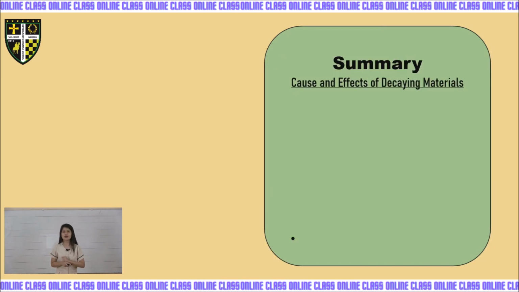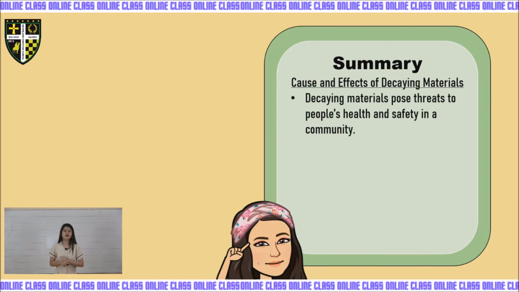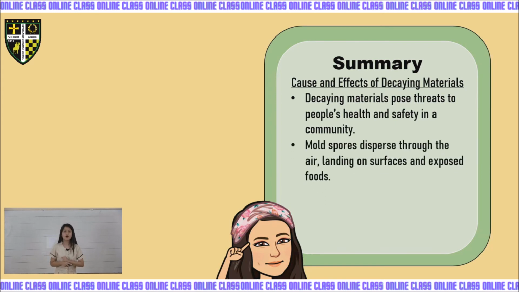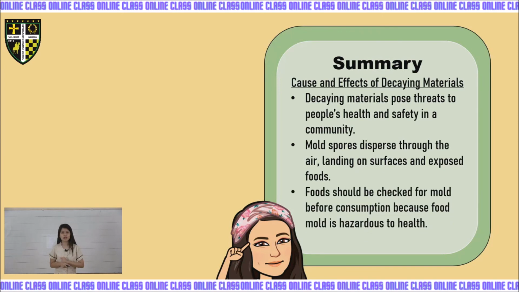For causes and effects, please also remember this, kids, because this is very important. First, decaying materials pose threats to people's health and safety in our community. Next, mold spores disperse through the air, landing on surfaces and exposed food. Foods should be checked for mold before consumption because food mold is hazardous to health.